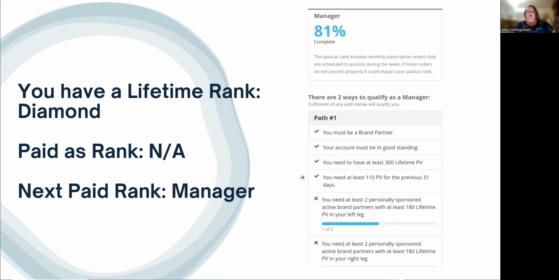That means this brand partner is active, is keeping themselves current, and they have a monthly subscription. They're doing everything they need to do to be a manager in LifeWave. Now, the next two fields, and as we go on, you're going to see these fields. The one with the red X, this is what your team is doing. So this is where you come in to help them understand ranking.